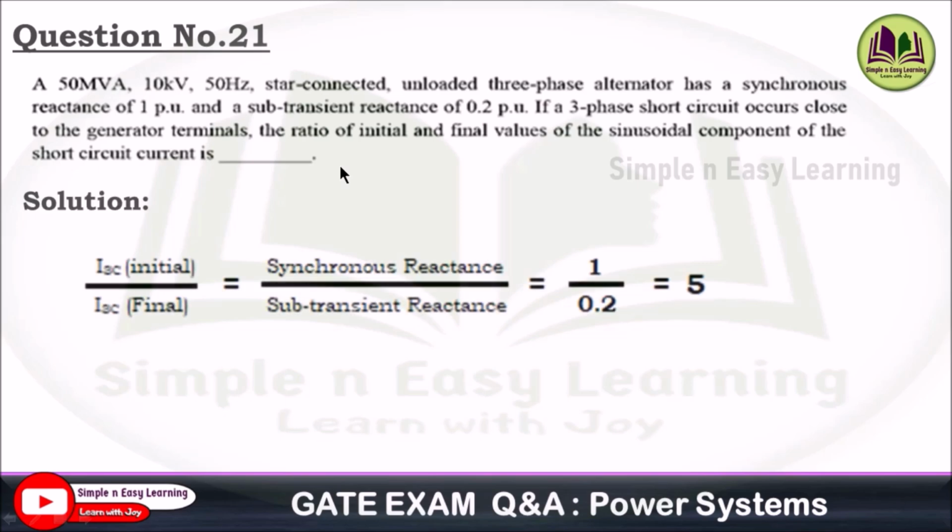So we can relate the short circuit current at the final stage with the synchronous reactance, and at the initial stage the short circuit current ISC relates to the subtransient reactance. These two values are directly given in the problem. Synchronous reactance is 1 and subtransient reactance is 0.2. So 1 by 0.2 is 5. So the correct answer is 5.